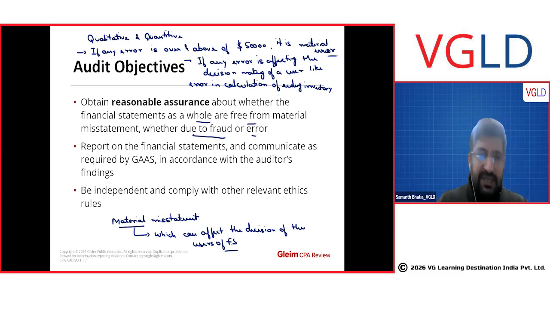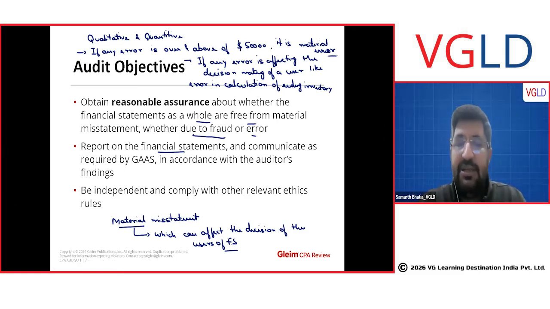Then the auditor has to report on the financial statements and communicate as required by GAAS. So it is an objective of an auditor to report on the financial statements of the company and communicate as required by the generally accepted auditing standards in accordance with the auditor's findings.